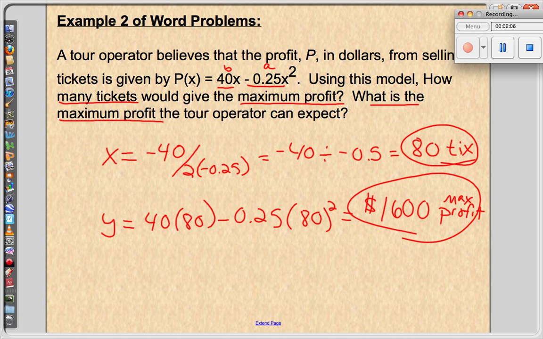And that is all you have to really do for that one. So if a tour guide sells 80 tickets, they would reach their maximum profit of $1,600. Okay? That graph would look something like this. Here's the number of tickets. Here's my profit. So that would be the maximum value.